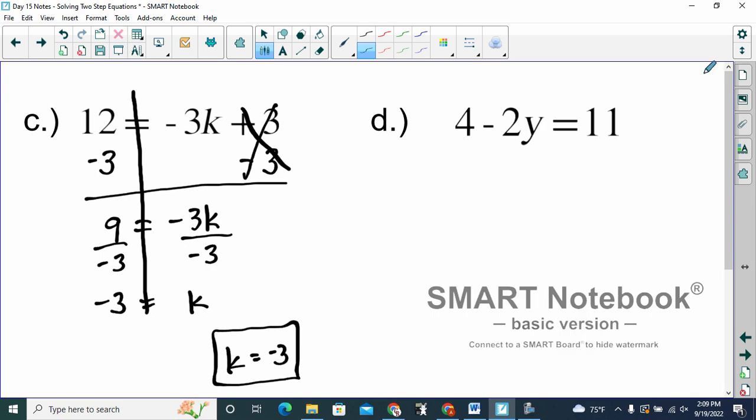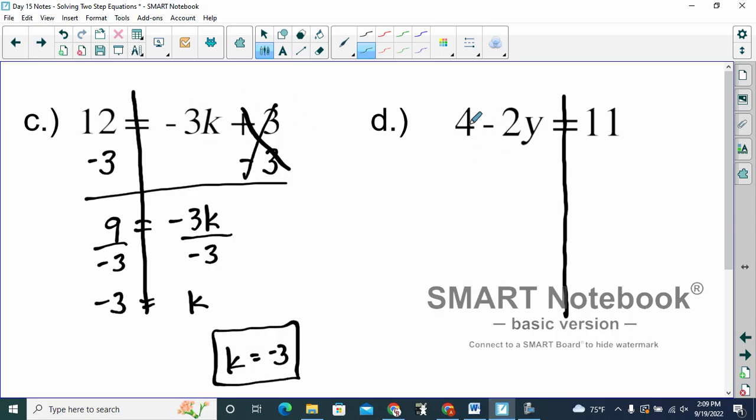Part D. Part D says 4 minus 2y equals 11. 4 minus 2y is equal to 11. First thing, we cannot combine this 4 minus 2 and make that 2y. I see students try to do that a decent amount. The reason for that, I don't have like terms. This 4 doesn't have a y on it, and the 2 does. So those are not like terms. Same reason we can't combine those.